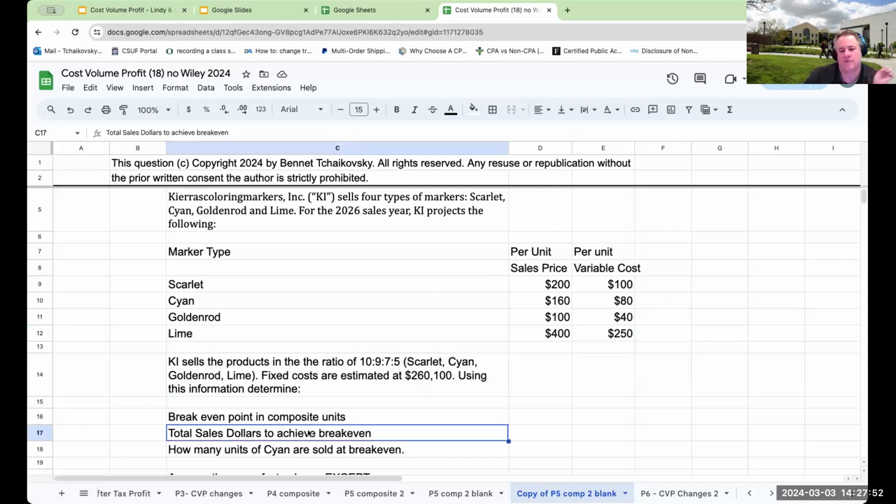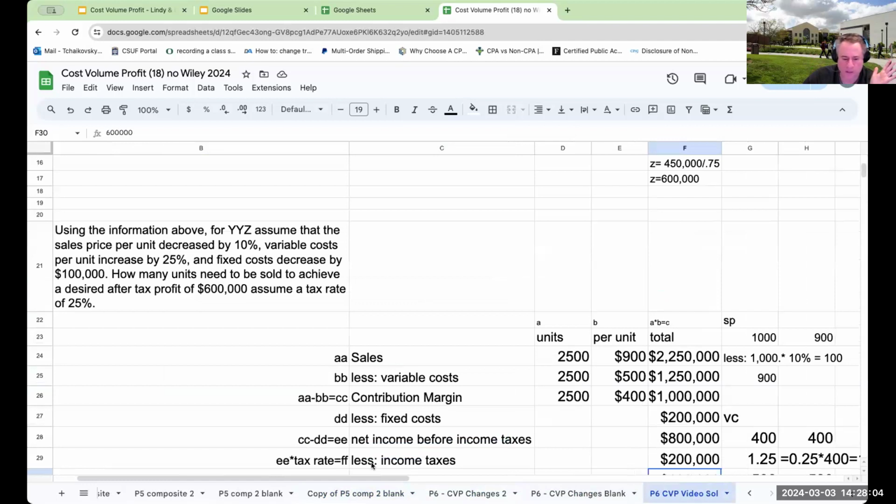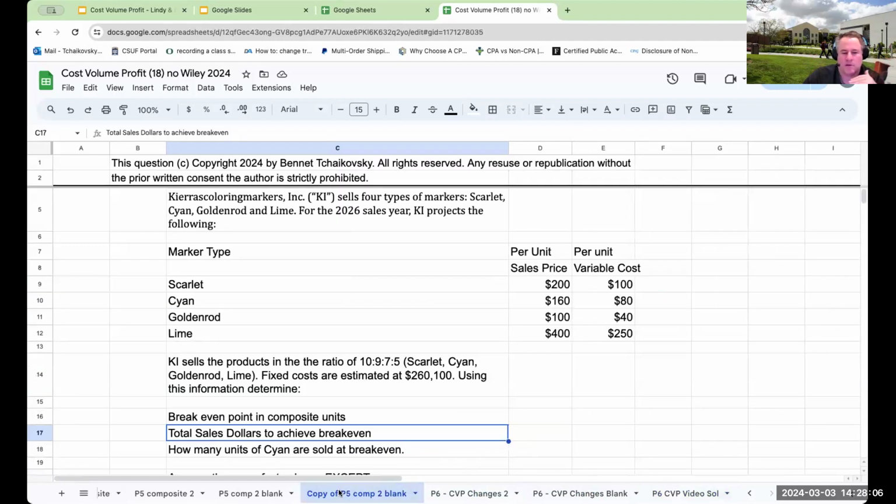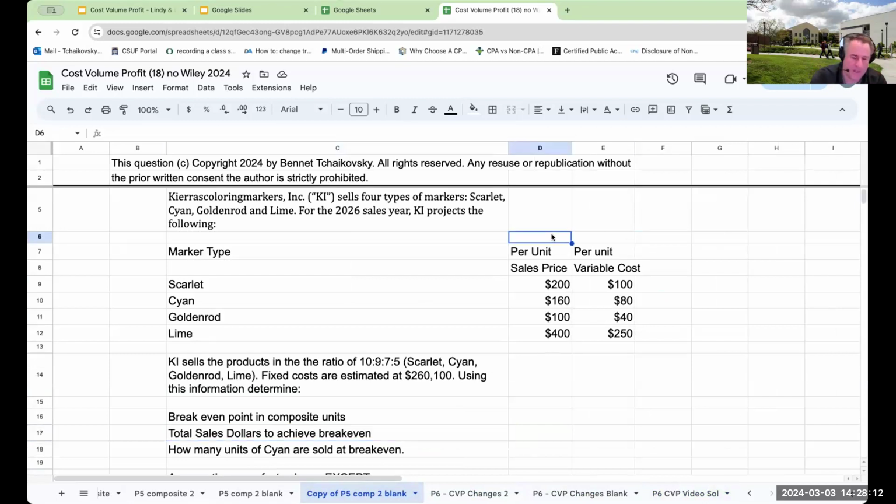So what we have to do in this particular question is we're now saying, okay, we're not selling just one unit. We're now selling a variety of different units. So the way we're going to do this is our first step is we're going to figure out what is the per unit contribution margin.